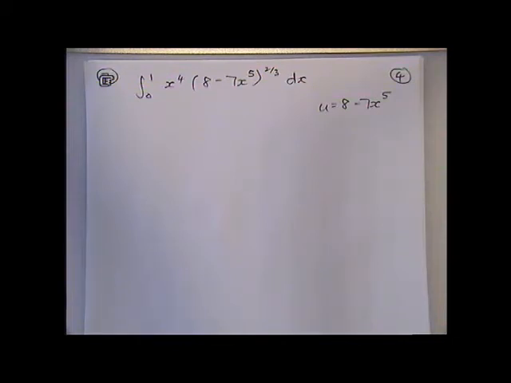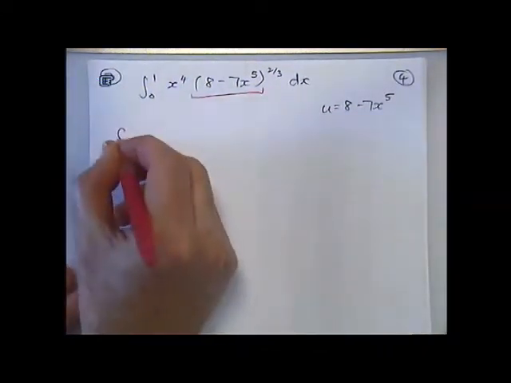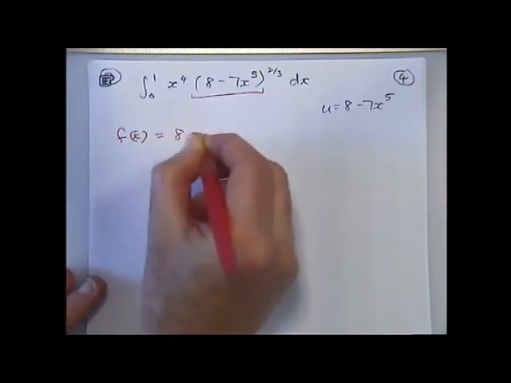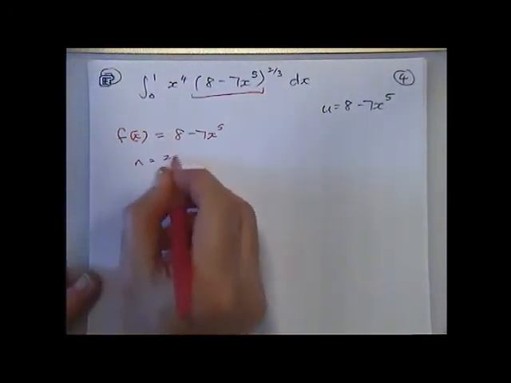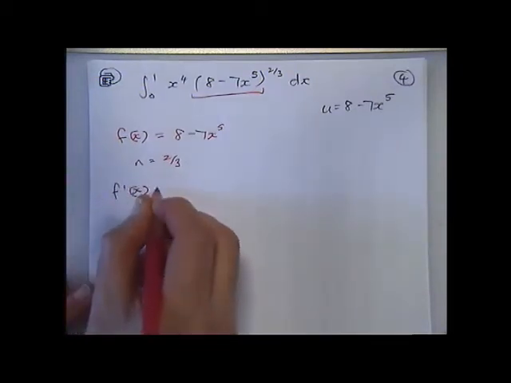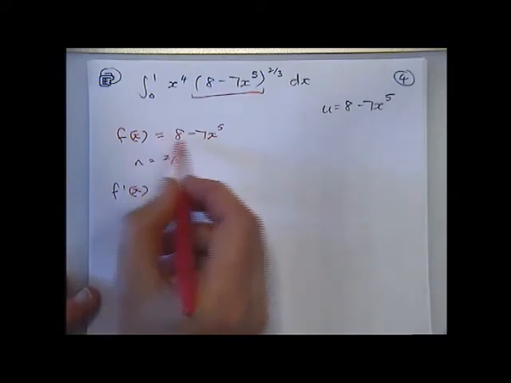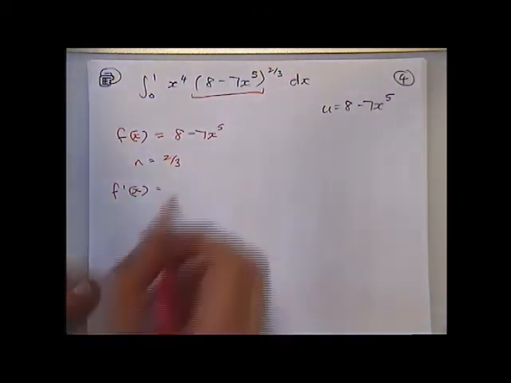Differentiate the bracket, you should get x to the 4 something. That's right. If we look at this bracket here, if we call that for a minute our f of x, our function, and then if we're using that rule we had a minute ago, that's to the power of 2/3, what is the derivative of f of x? What's the derivative of this? Minus 35x to the 4.